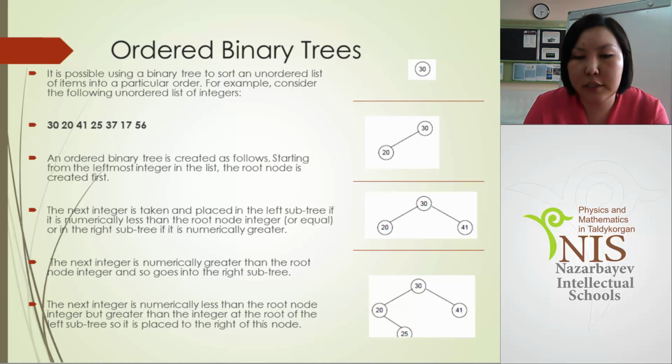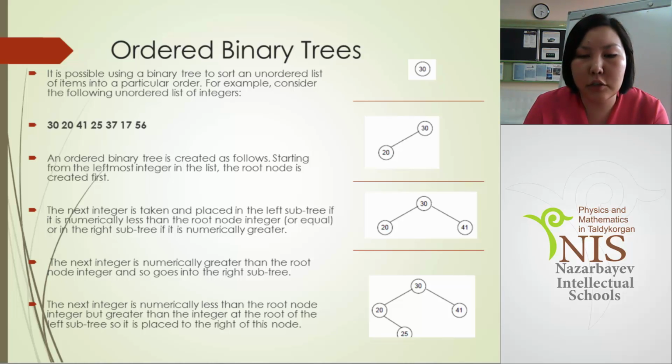The next integer is taken and placed in the left subtree if it is numerically less than the root node integer or equal, or in the right subtree if it is numerically greater. We take 20 and we look at this. We know that 20 is less than 30, therefore it goes to the left subtree. The next integer is numerically greater than the root node integer and so goes into the right subtree. Therefore 41 will be in our right subtree.